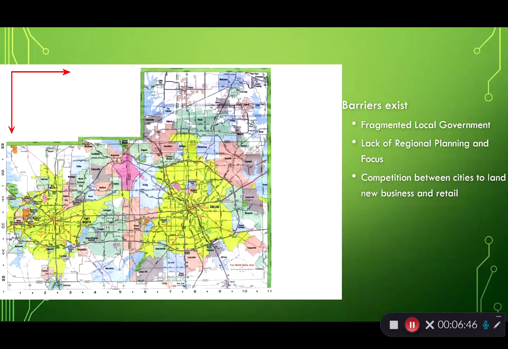And we have competition for economic development. So cities, even in the same metro area, will compete with one another to land prospective businesses by offering free land, other tax incentives, and so forth. And so we have competition for new retailers, new businesses, those kinds of things, even at the local level.